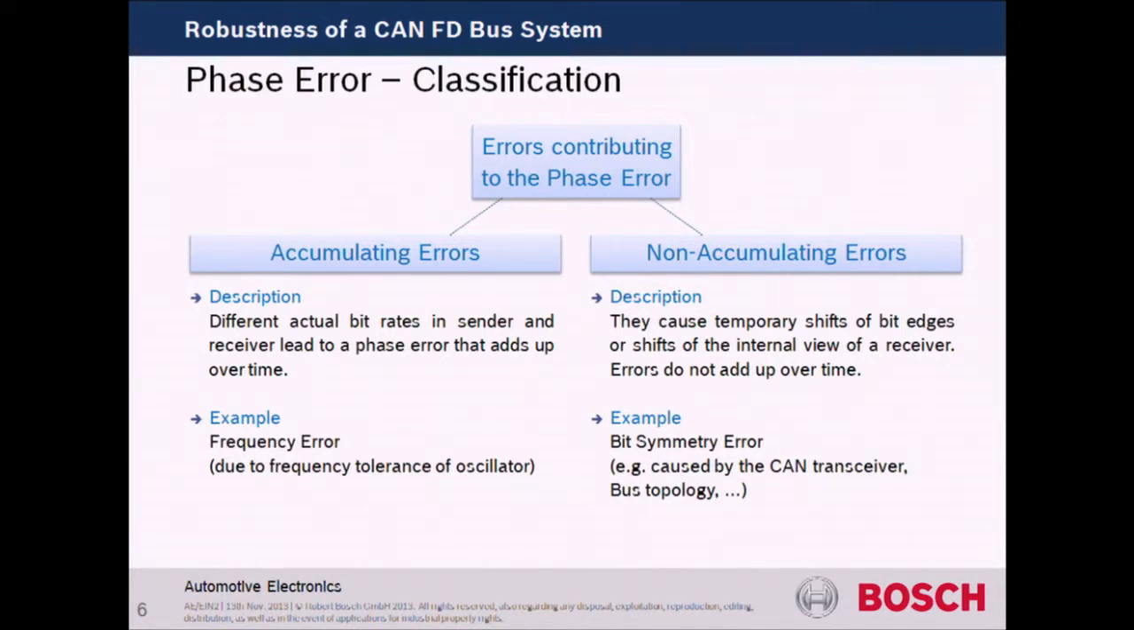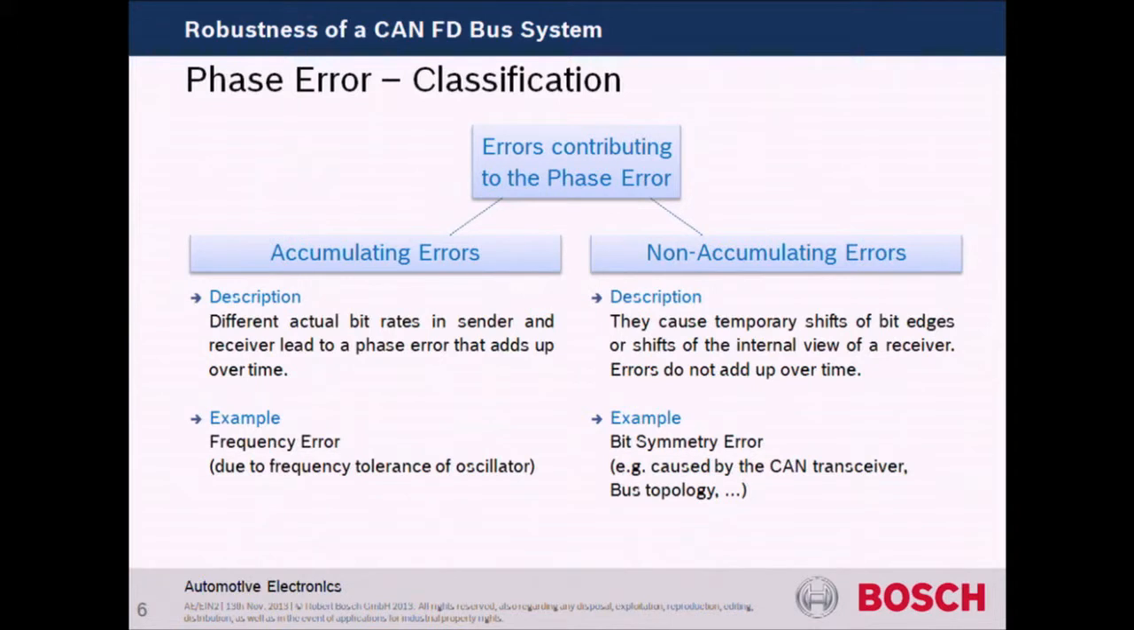I use an oscillator with 40 megahertz, but it won't have exactly 40 megahertz. It will have 39 point something or 40 point something. So it will have a small deviation. The second class of errors are the non-accumulating errors. These errors cause temporary shifts of edges, or temporary shifts of the view of the node looking at this edge. These errors do not accumulate over time.